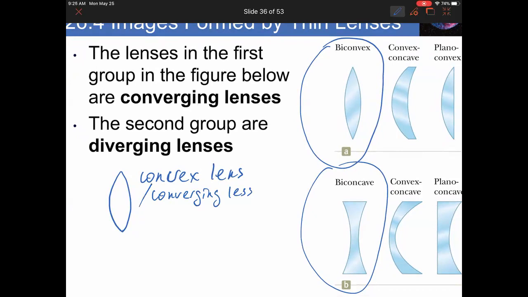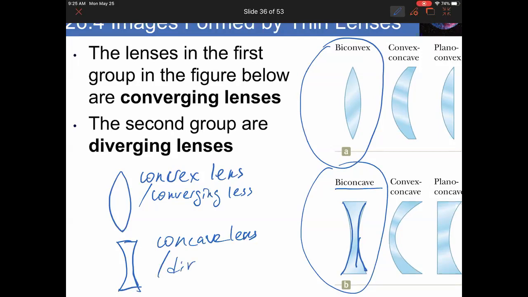So both of their names are correct, convex or converging. And then if you have this shape, it says biconcave. Bi means that both sides are kind of concave like this, right? So this is known as just a concave lens or diverging lens. Okay, so concave or diverging lens.